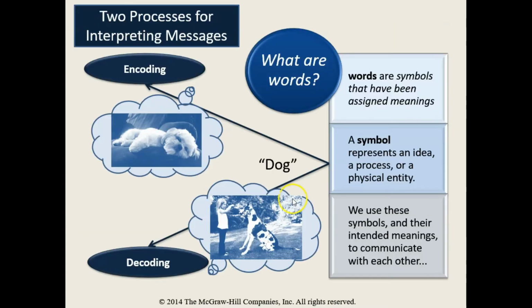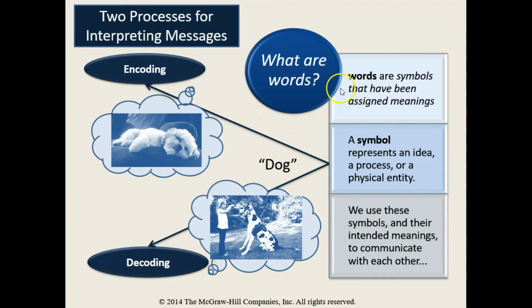How words communicate. There's 2 processes for interpreting messages. I'm going to say a word, and I want you to say a word out loud, even though I can't hear you, and remember this word. I'm going to say dog. What are you thinking? Now, you're seeing a little foo-foo dog here, and then the big Great Dane. Now, I encoded the word dog. You decoded the word dog.